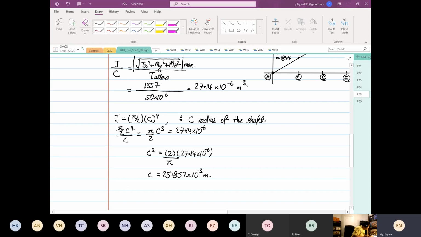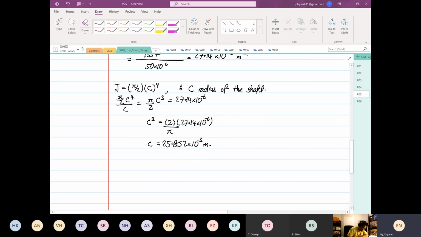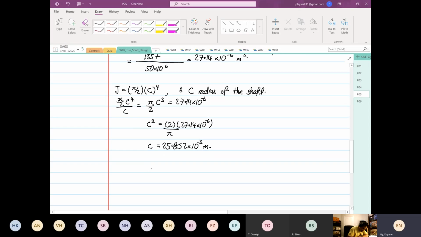So the question is asking for diameter. So the minimum diameter is equal to twice 25.852 times 10 to the power minus 3. So it's equal to 51.704 times 10 to the power minus 3 meters. So it's about 52 millimeters. Okay. So that's all I have now.